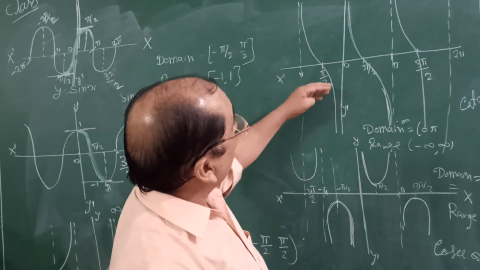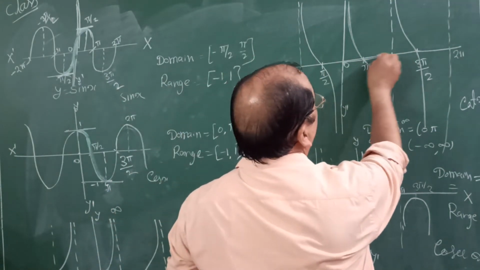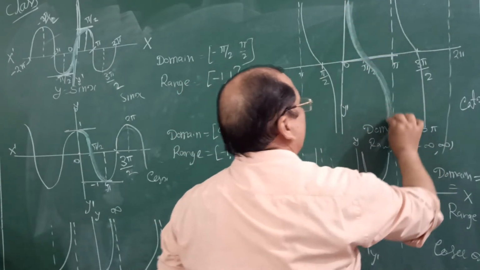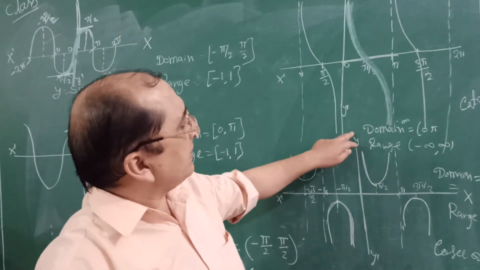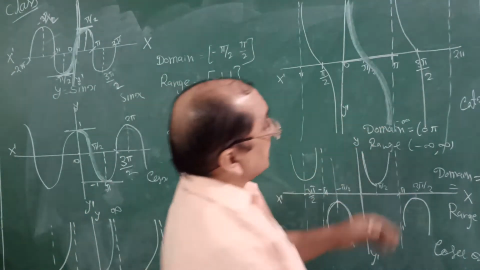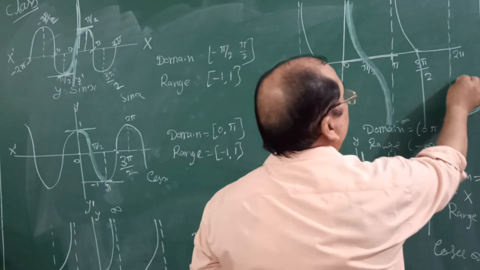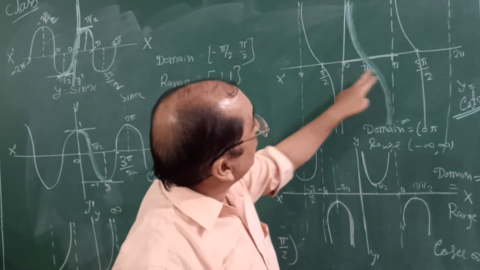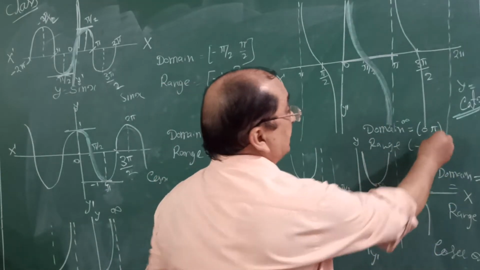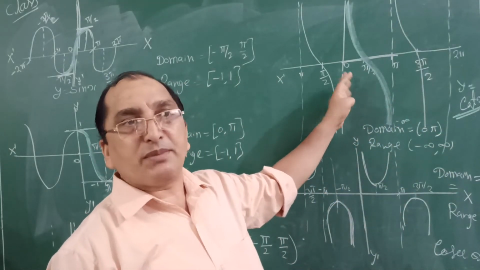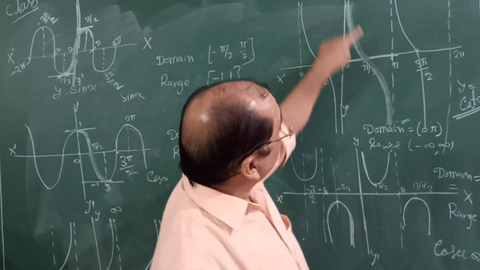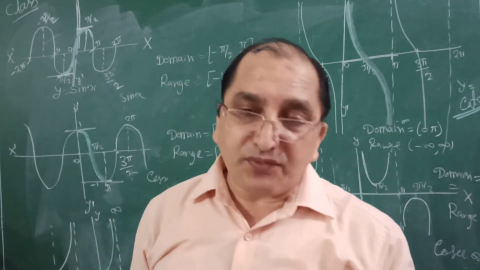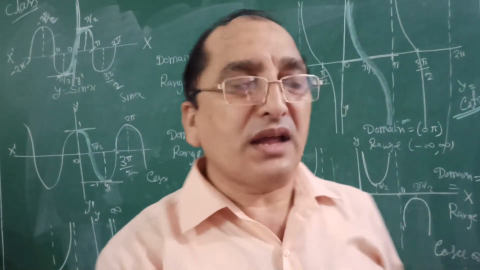So the domain of this graph will be from 0 to pi, and this is the principal branch of cot. This is the graph of y equals cot x, and the domain is 0 to pi, but it is an open interval for cot. Its value is minus infinity to plus infinity, and this is known as the range. The range is always defined by where the value of y is lying.